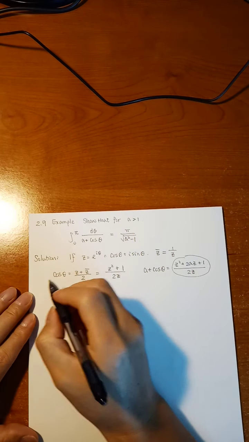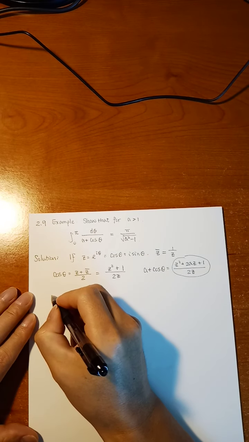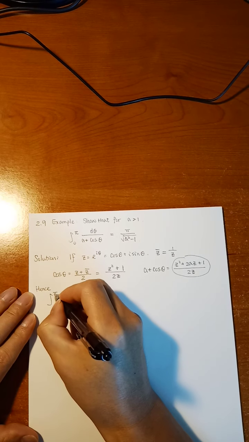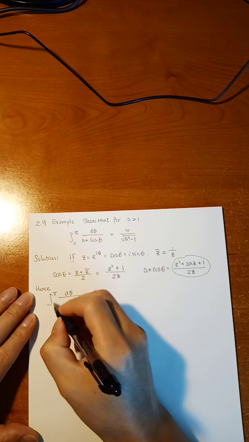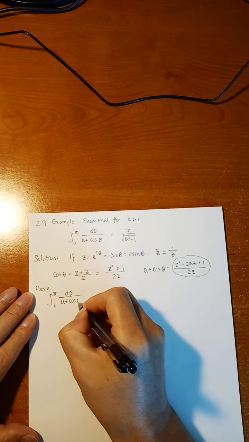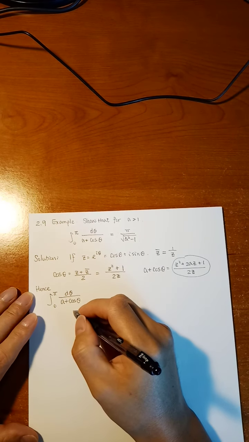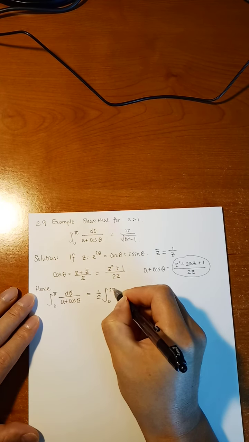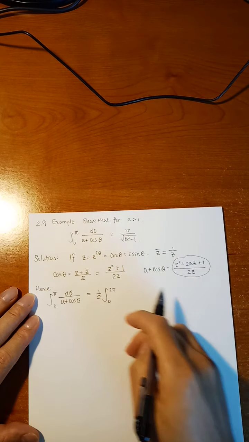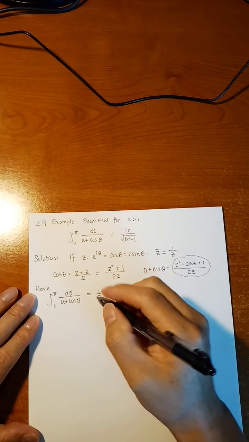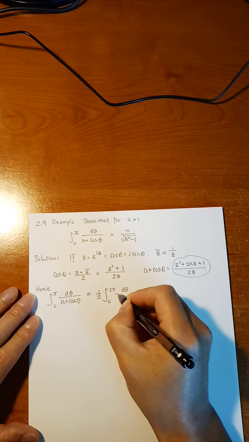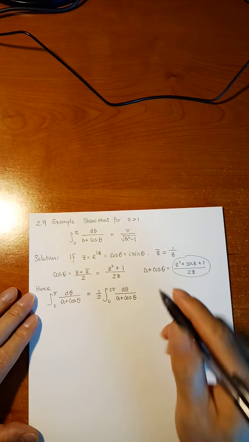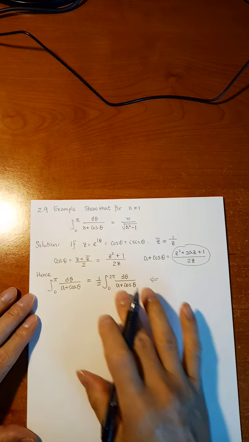In the textbook, the author directly writes the following thing. He says, hence, we have the integral from 0 to pi of d theta over a plus cosine theta is equal to 1/2 the integral from 0 to 2 pi. We change the bound because we want to get a complete circle, a closed path. Right? So, okay. This step, how do we know this?